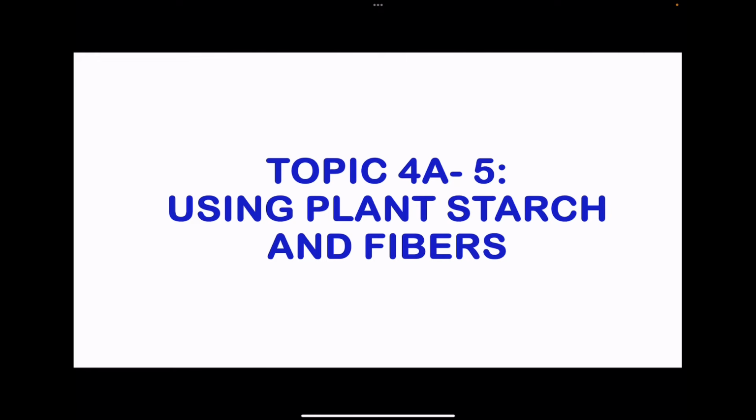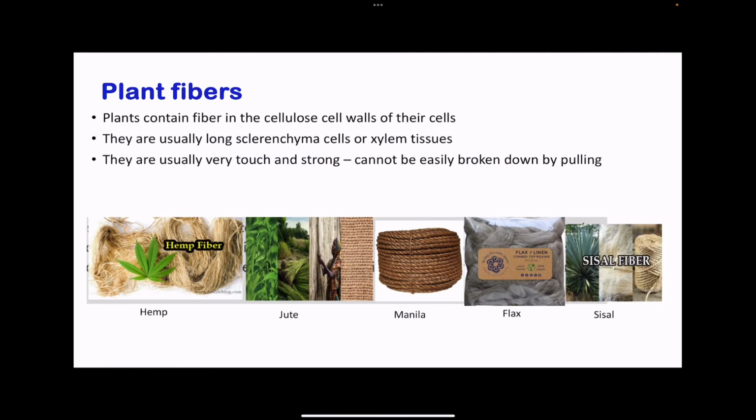Moving on to topic 4A5, using plant starch and fibers. Plants contain fiber in the cellulose cell walls.